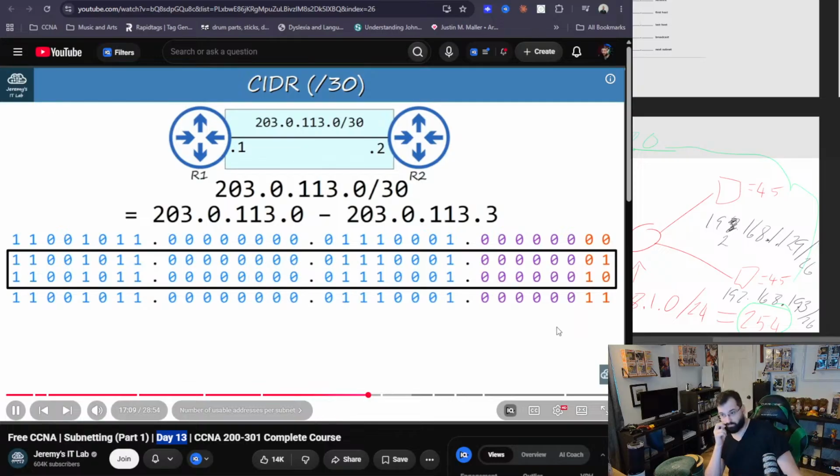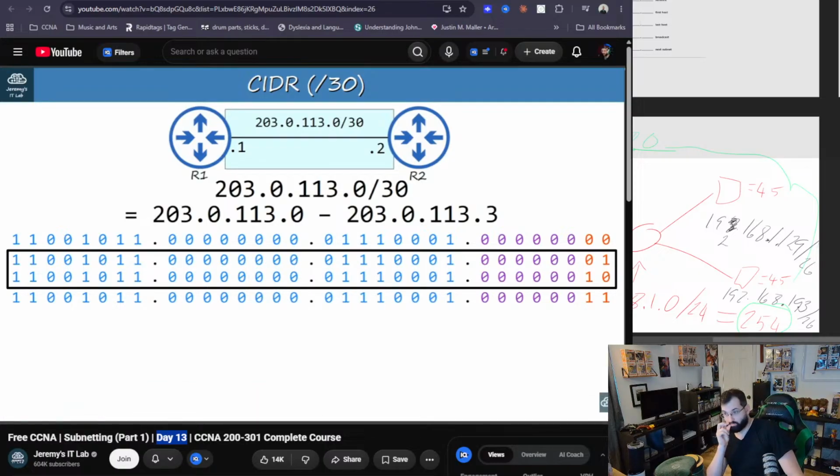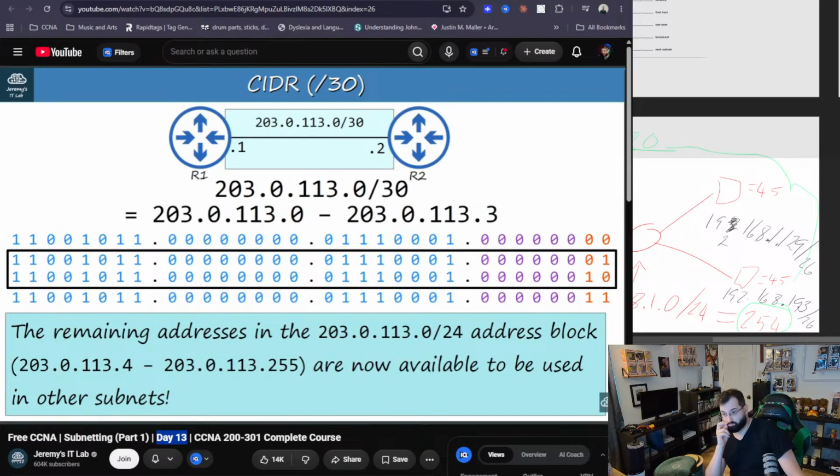What about the other addresses in the 203.0.113.0/24 range? The remaining addresses in the address block, which are 203.0.113.4 through 203.0.113.255, are now available to be used in other subnets. Yes. That's the magic of subnetting. Instead of using 203.0.113.0/24 and wasting 252 addresses, we can use /30 and waste no addresses. Or perhaps there is another way to make this even more efficient.